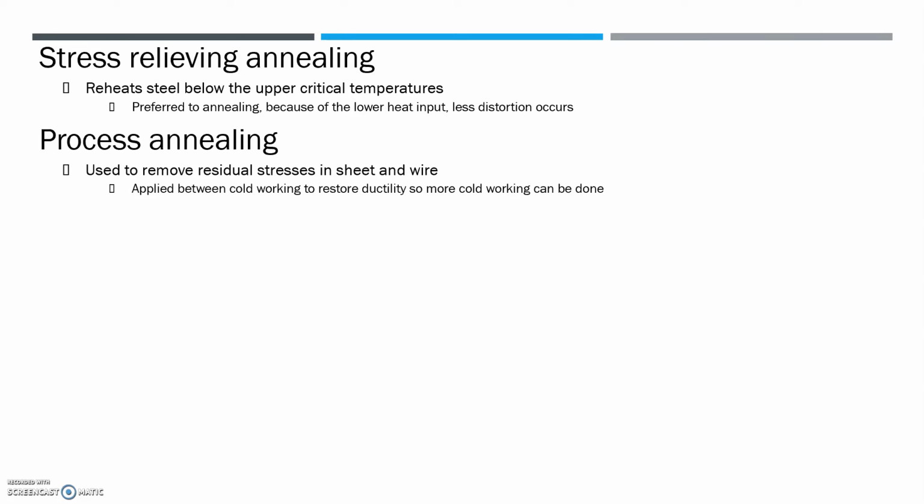Page 23, stress relief annealing uses a lower heat input than annealing. And process annealing is used to remove residual stresses. The main 2 for you guys to be concerned with are normalizing and annealing, and the way that they are cooled. All these treatments induce ductility, soften the metal, and improve working properties.